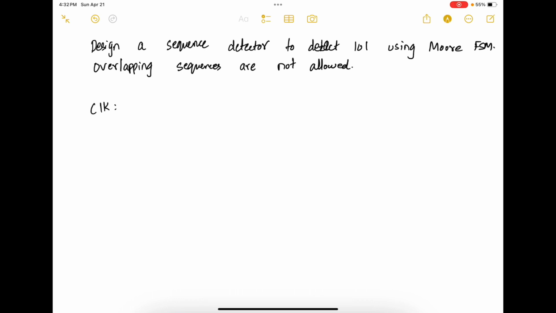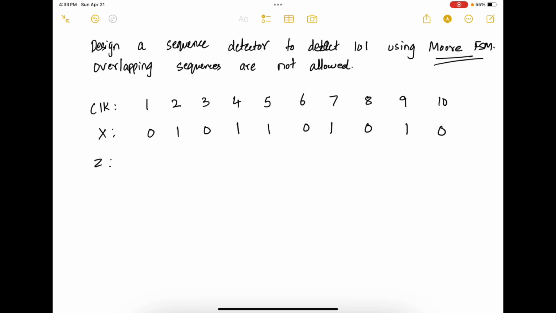Let's say you have a clock. Let's say this is the first rising edge, second, third, fourth, fifth, sixth, seventh, eighth, ninth, and 10th. Let's say your input is 0, 1, 0, 1, 1, 0, 1, 0, 1, 0, and this is your output. So the concept is, as soon as you detect the sequence 101, you have to assert the output. And we are going to do this using a Moore FSM.